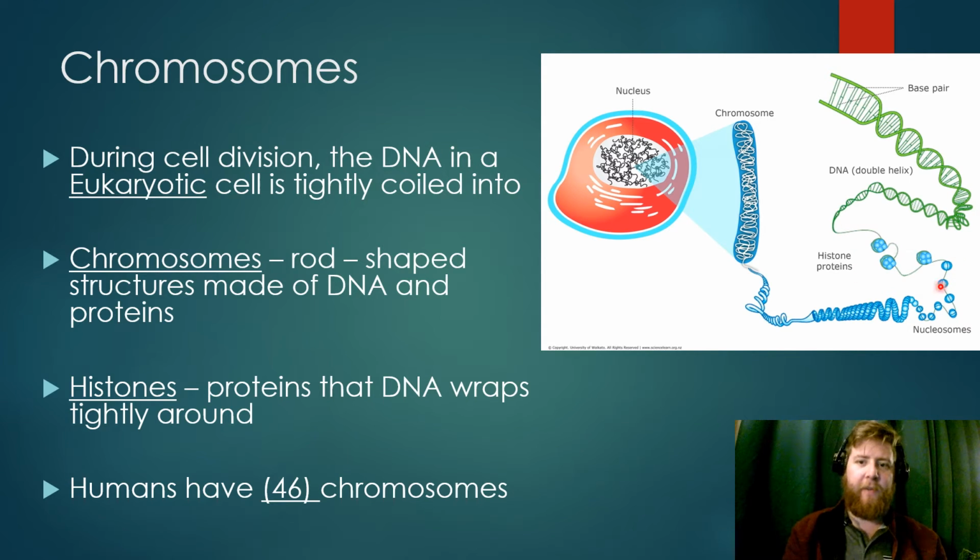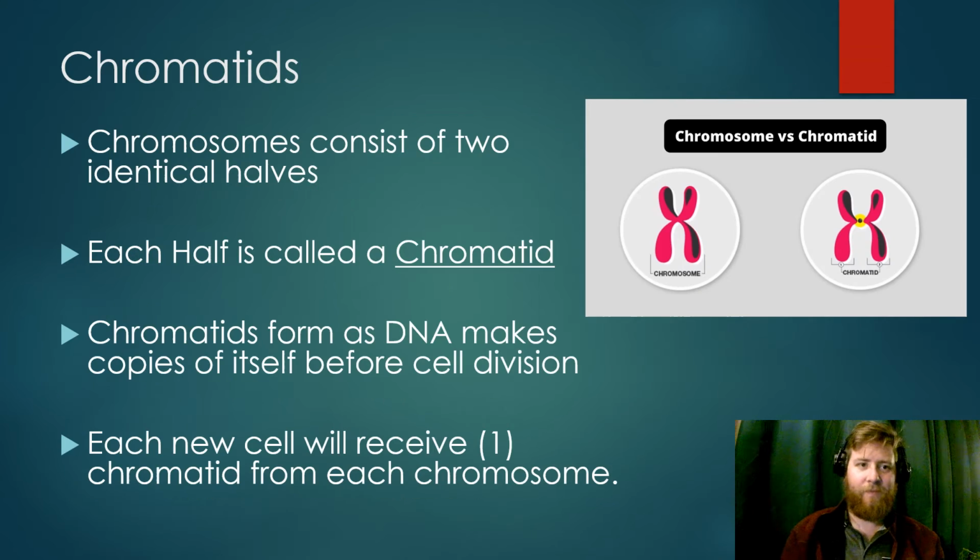But then the histones themselves will coil into these big long coils, and those coils will then fold into these structures called chromosomes. And it is important to note, and I can almost guarantee that you will see it somewhere on your quiz, that humans have 46 chromosomes. We have 23 pairs, or 46 total chromosomes.